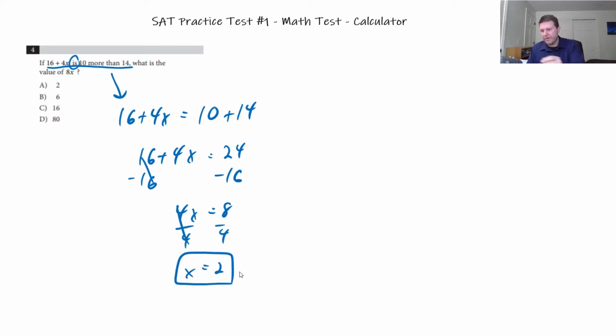Watch out here because they didn't actually ask for x, and notice how they put 2 in as one of the answer options, kind of one of the nastier things they do. But in any case, they asked for the value of 8x, okay? So make sure you plug it in there. 8 times 2 makes 16, okay? So your answer is actually C.